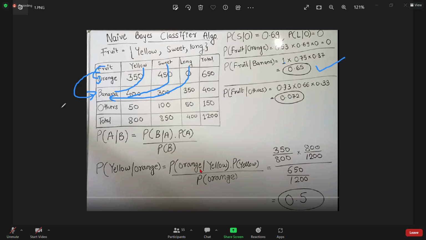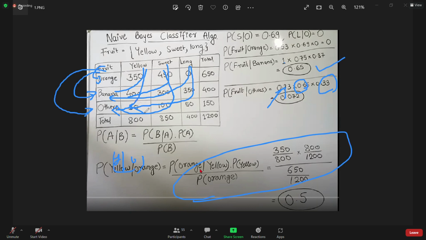Now, fruit with respect to others, mixed fruit. Then what you do? Yellow with respect to others, you can implement the same formula. When you compute, you get the value of 0.33. Sweet with respect to others, you got a value of 0.6. Long with respect to others, you got 0.33.